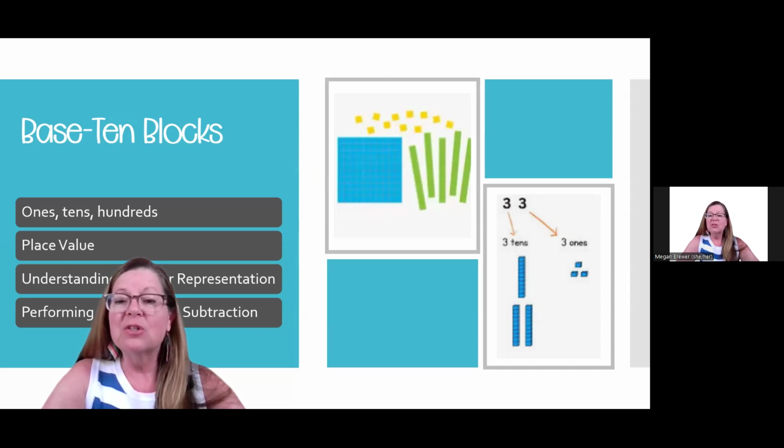Base 10 blocks help students grasp the concept of place value by physically representing those numbers. Again, we're going to focus on the ones, those unit cubes that are yellow in the top picture.